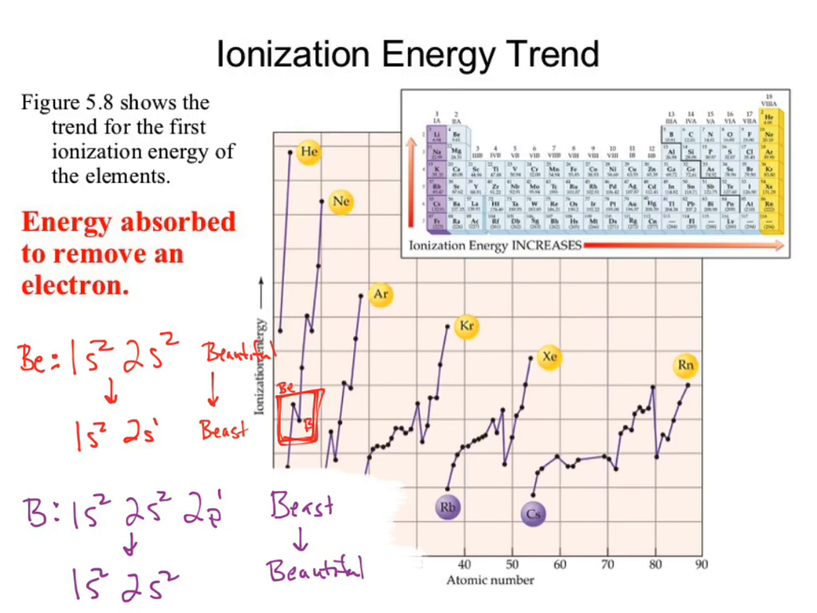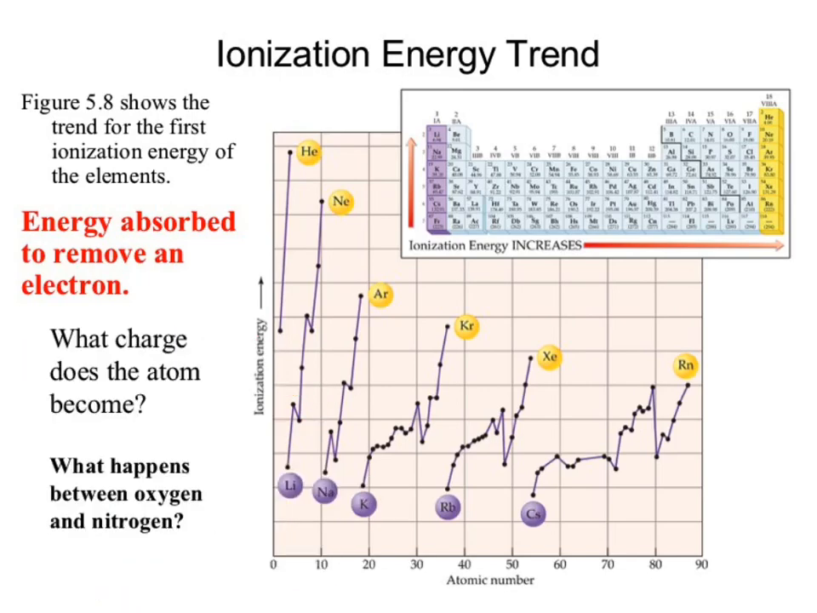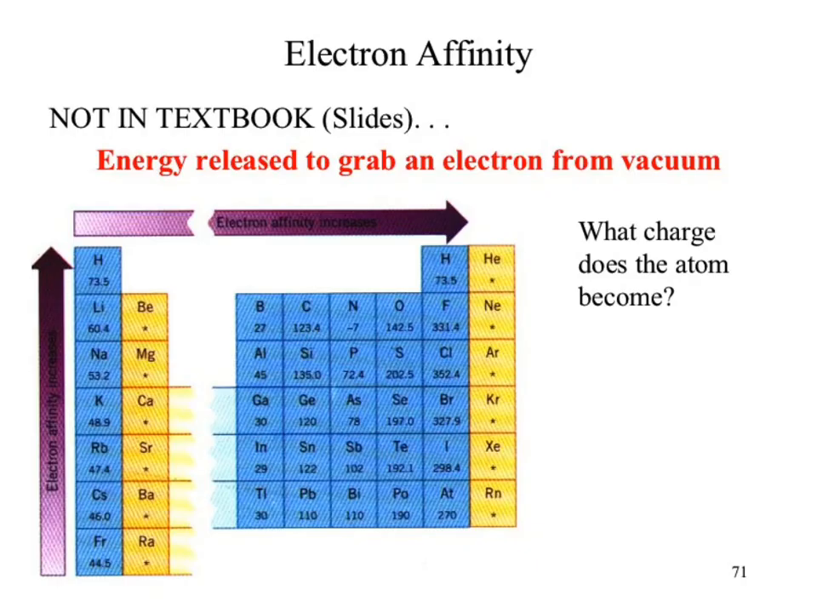Okay? So, we could go through and look at all the other ones. I don't want to do that, but you can apply them out. Your textbook doesn't mention electron affinity. Electron affinity is the reverse of ionization energy. Ionization energy was rip an electron away from the atom. Electron affinity is I'm going to shove another electron in there.